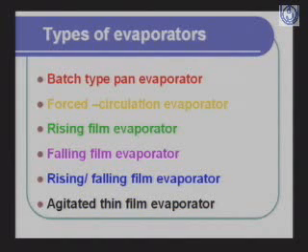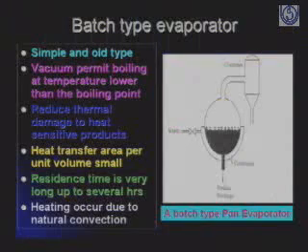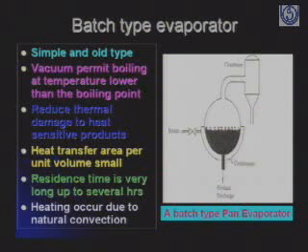Then coming to the types of evaporators, actually there are 4 or 5 types available. For example, batch type pan evaporators, forced circulation evaporators, rising film evaporators, falling film evaporators, and agitated thin film evaporators. I will discuss them one by one. For example, this is the batch type of evaporator, which you can see in the figure. This is a figure of the batch type evaporator. Here this is the simple and old type of model.